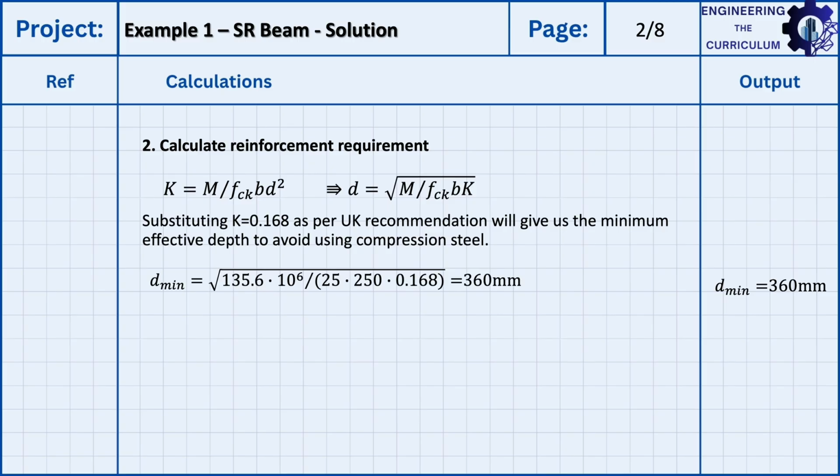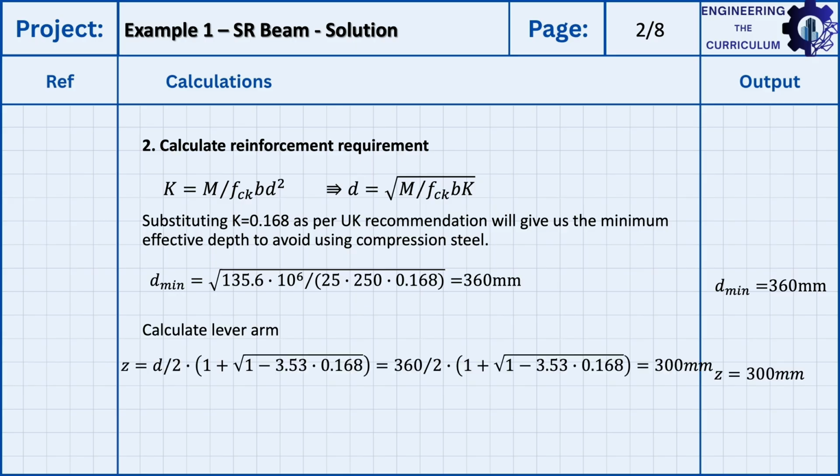I know the moment, 135.6, we just calculated it, times 10 to the power of 6, this is to organize my units, because my moment is in kilonewton meters. My FCK, the 25, is in megapascals, which is Newton per millimeter square, and the breadth of the section is in millimeters. So all in all, I'm organizing my units to get to an answer in millimeters. And I can find out that the minimum effective depth that I need for my section to make sure that it's singly reinforced is 360 millimeters.